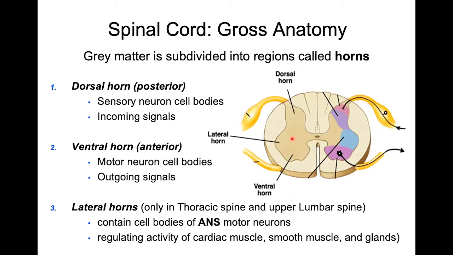Now, we also have what are known as lateral horns, but these are only present in the thoracic spine as well as the upper region of the lumbar spine. And the lateral horns are responsible, as you can see here, for processing autonomic motor regulation. So any of the cardiac smooth muscle or any of those glands that we're going to be looking at that are automatically regulated, those motor signals are going to originate here at the lateral horns of various levels throughout the thoracic as well as lumbar spine.